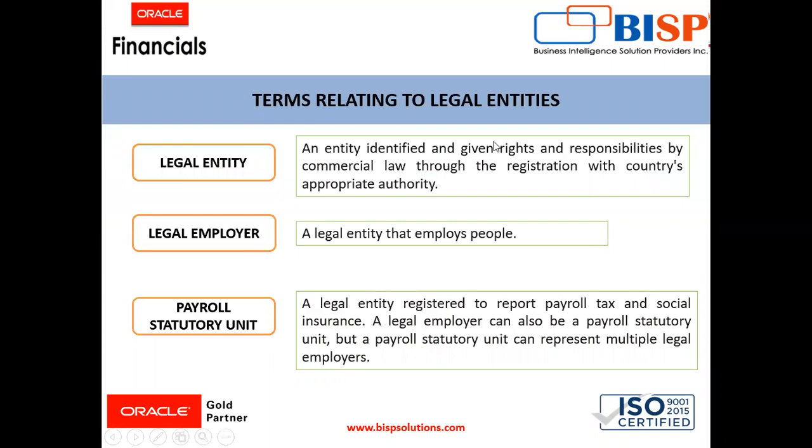So first we'll understand the terms which are relating to legal entities. A legal entity is an entity which is identified and given rights and responsibilities by a commercial law through the registration with the country's appropriate authority. Then a legal employer is a legal entity that employs people, and a payroll statutory unit is a legal entity registered to report payroll taxes and social insurance.